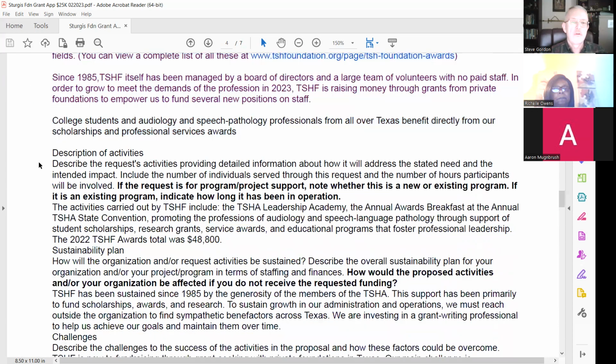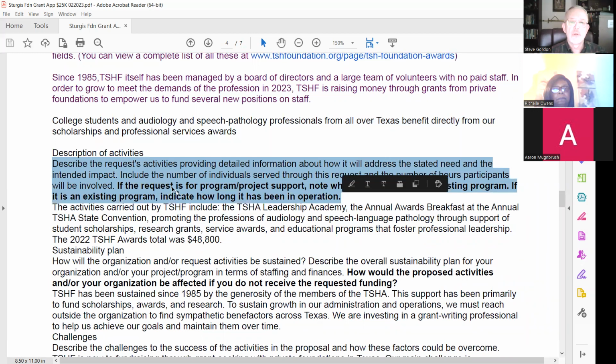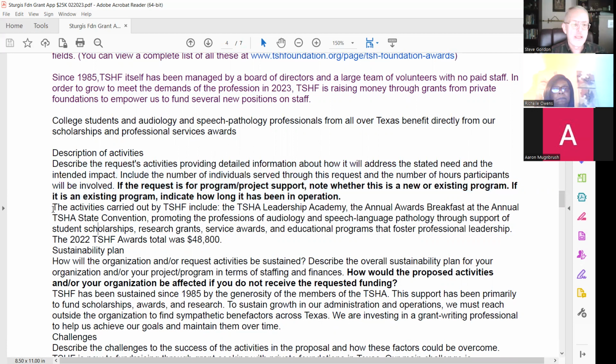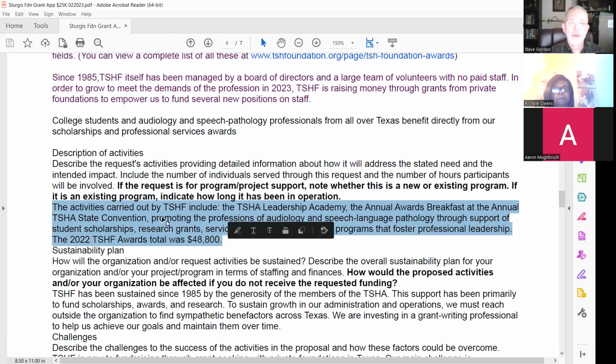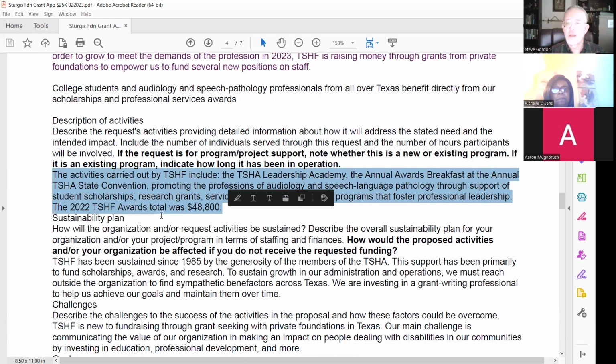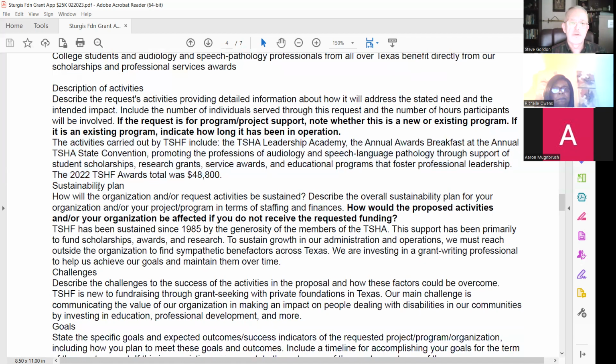Okay. Description of activities, also an important field. You're going to want to have a good statement. And so they give you quite a bit of information. This is the note about the question of how to answer, and then this is the answer right here. These are the kind of activities that TSHF in this case carries out. What do we do during the year? We have classes, we do mentoring, we do banquets, whatever. The description of activities is real specific there.